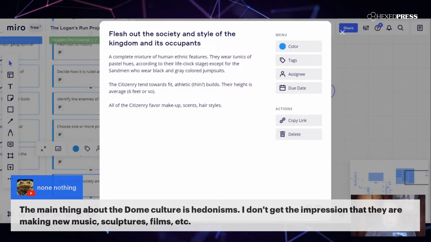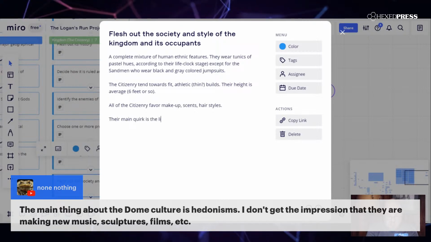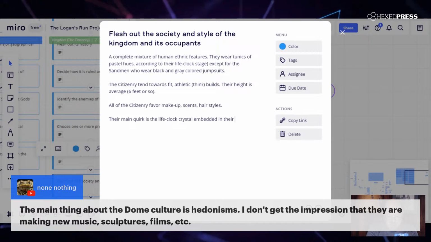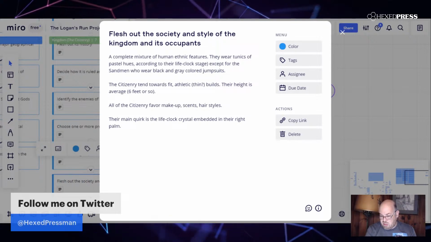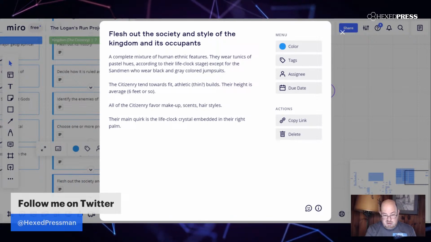Well, I guess their main quirk is the life clock crystal. Was it in their right palm? I want to say it's their right palm, but someone correct me. It might have been their left. Maybe it doesn't even matter. I don't even know if they made a concerted effort to say which hand it was. But that's their main quirk. All right, I think that works.